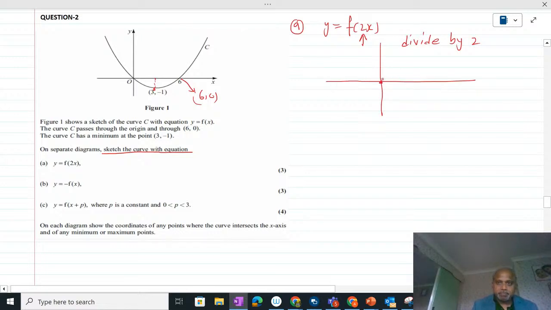So it is still passing through 0. Okay. And 0. And this will pass through 3. So this will be the coordinate 3 and 0. And this is 0 and 0. Is that okay? 0 and 0.